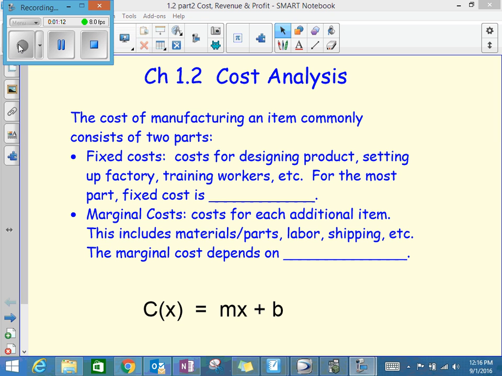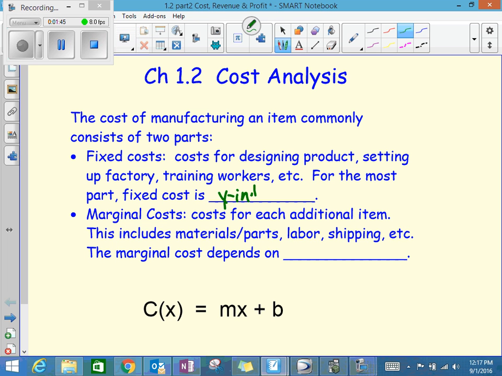Okay. Those types of equations consist of two parts. First is the fixed cost. That's the cost of designing the product, setting up the factory, training the workers, etc. The fixed cost is what money you have to put out to just get ready to produce the item. You haven't even made any items yet, but you're getting ready to make them. So that's all the preliminary cost. Fixed cost is usually seen as the y-intercept, or b, in a y equals mx plus b equation.